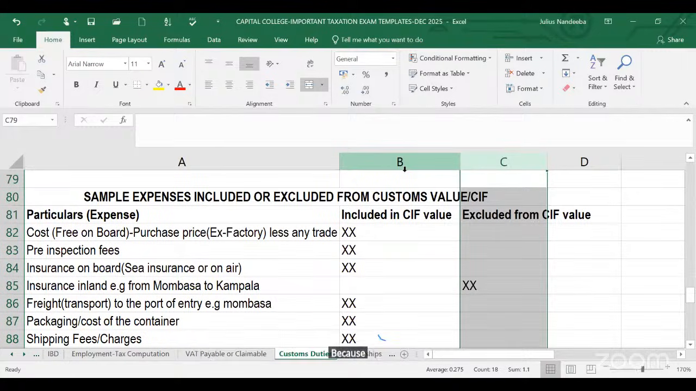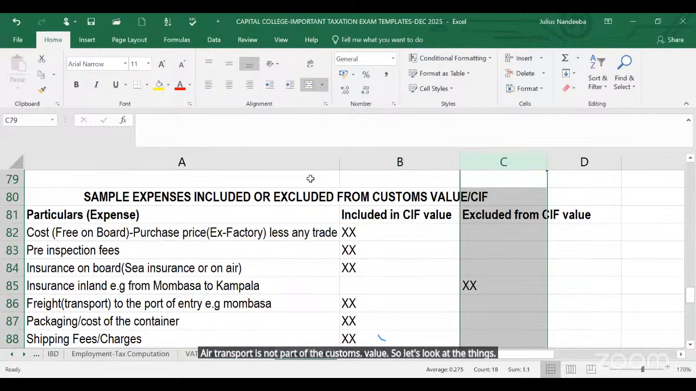Because the first principle is any costs from the point of Mombasa, including the costs incurred at Mombasa, coming into Uganda, are not part of the customs value. Air transport is not part of the customs value. So let's see the things. And you remember them before the question. You remember them after knowing how goods come.